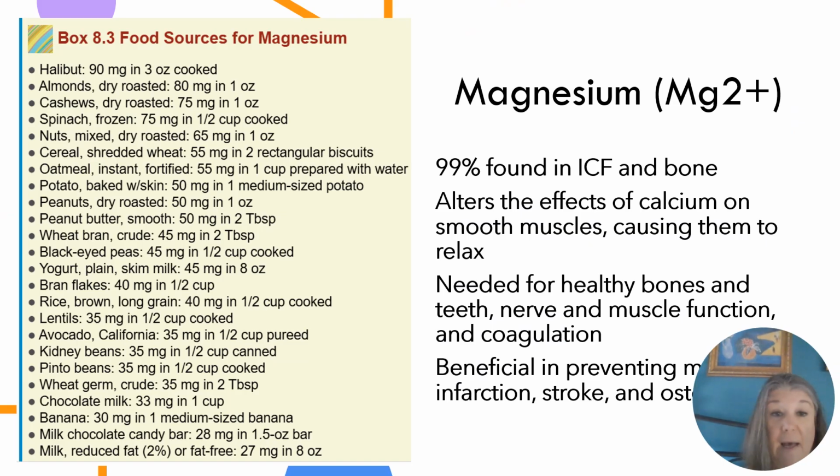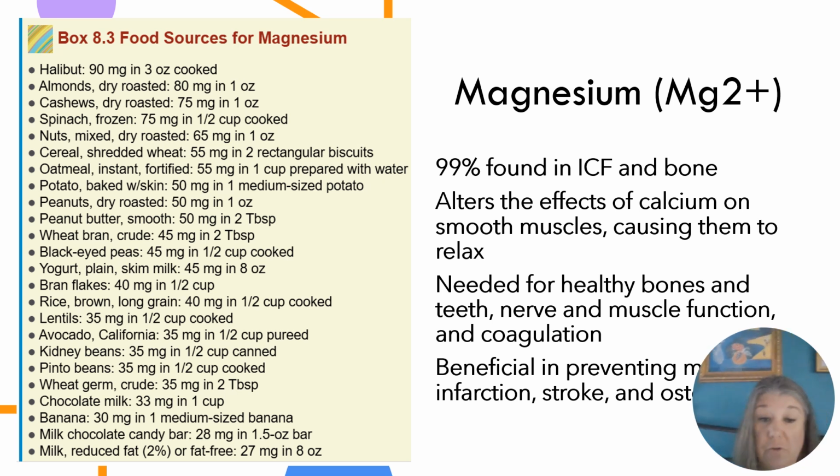All right, mag. So mag is a mineral used in more than 300 biochemical reactions in the body. So only about 1% of mag is in the blood. The rest is between the ICF and bones, all right?